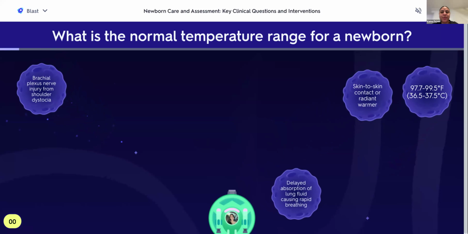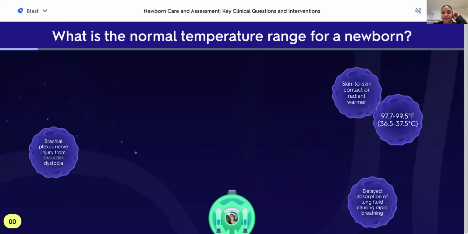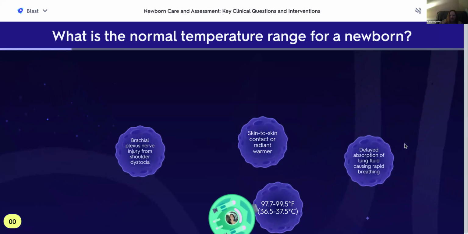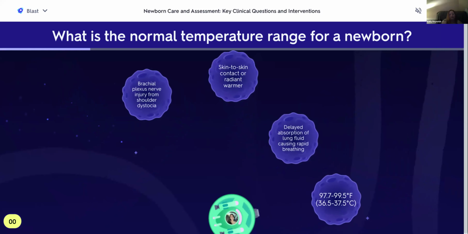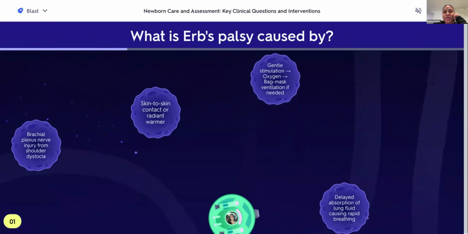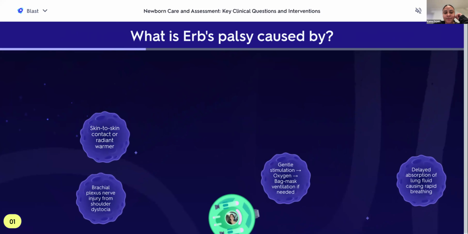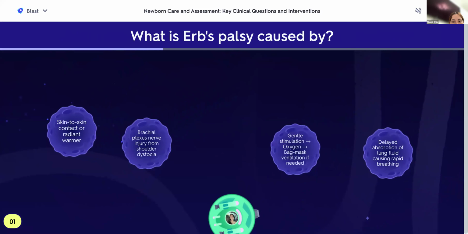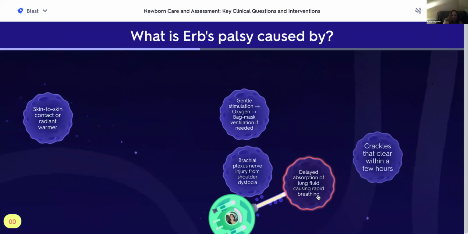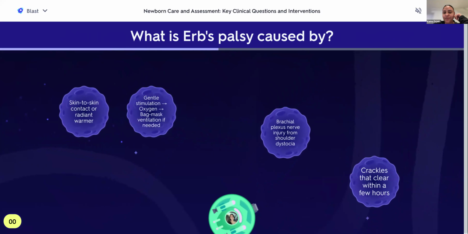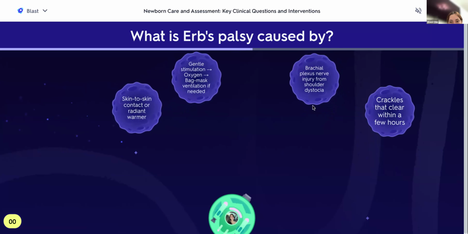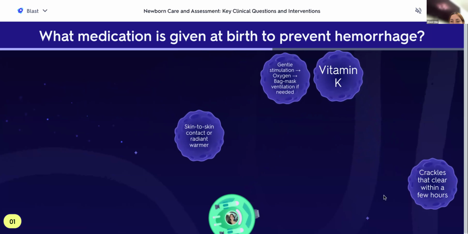Okay, what is the normal temperature range for a newborn? 97.7 to 99.5. Mm-hmm. What is Erb's palsy caused by? Delayed absorption of lung fluid. Okay, so that was wrong. Go ahead and try again. Brachial plexus nerve. Good. Yes, brachial plexus nerve.